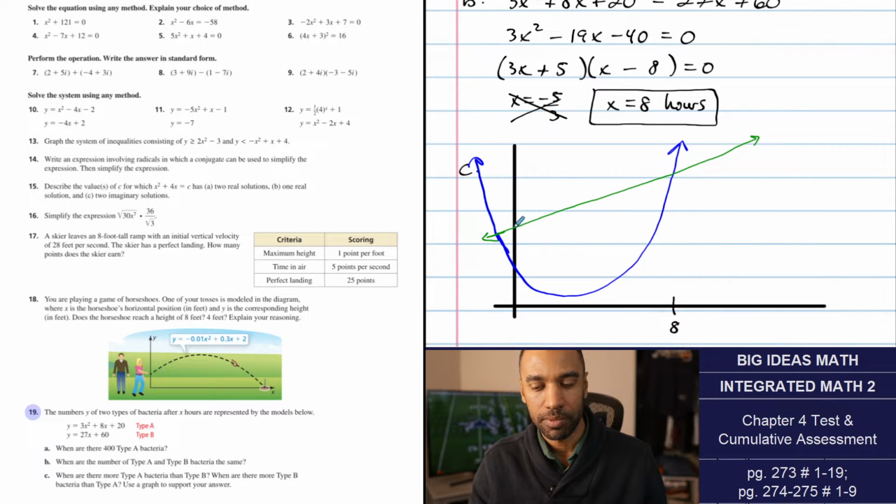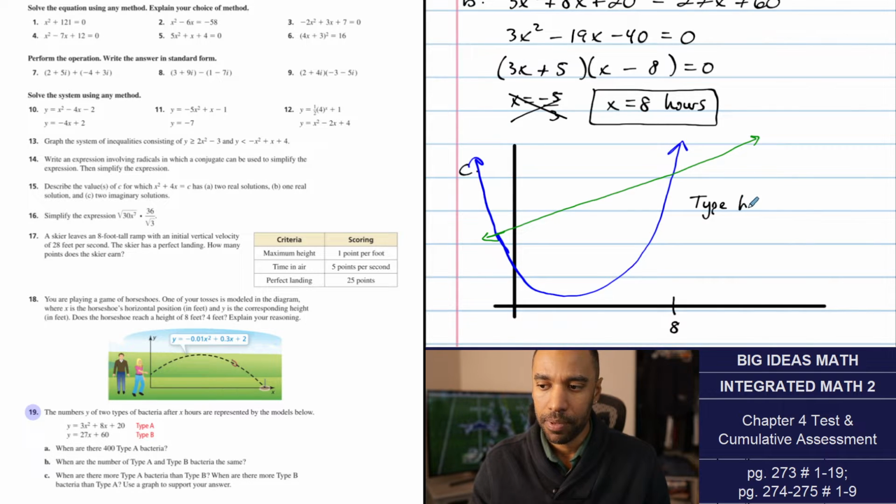It's got a y-intercept of 60 versus 20. I don't know if this thing bottoms out there or not. I'm imagining it does, but it's less than. It's less than. And then at 8 hours, they're the same. So type B has more.